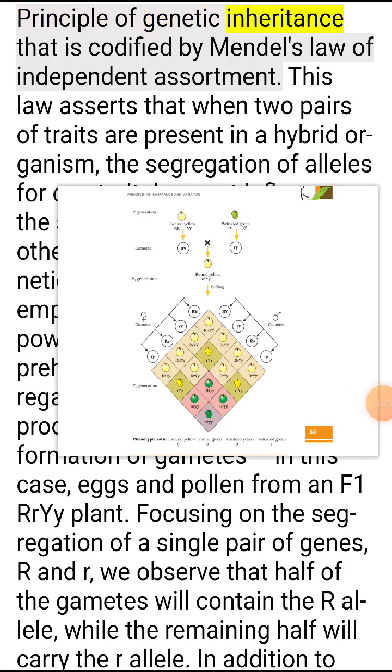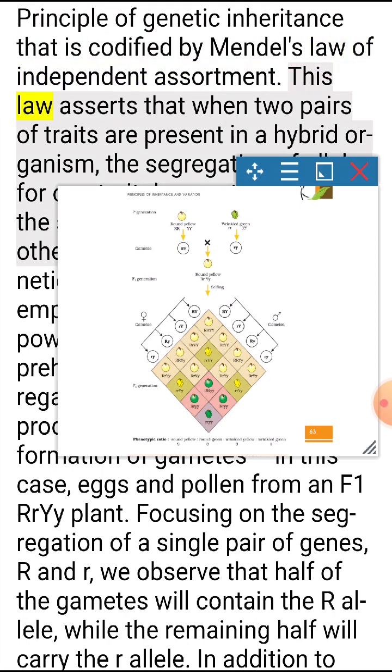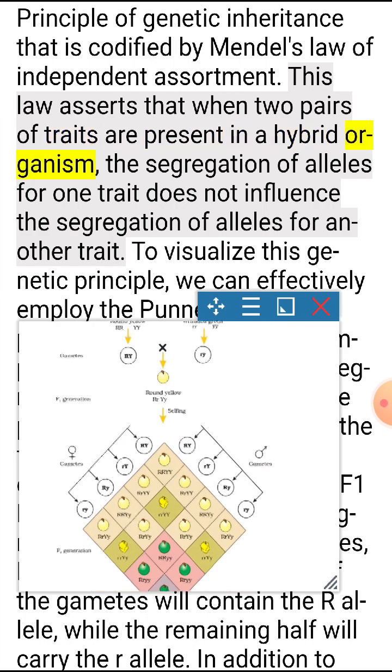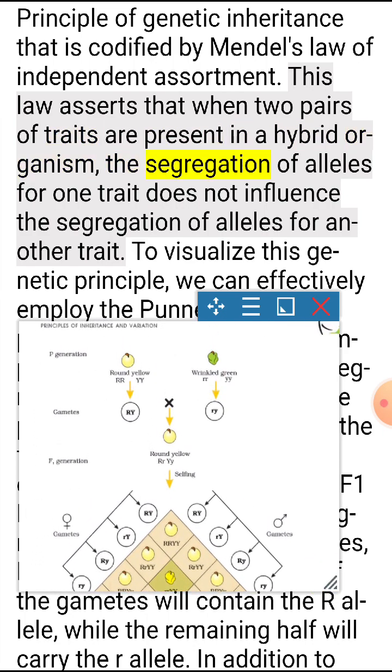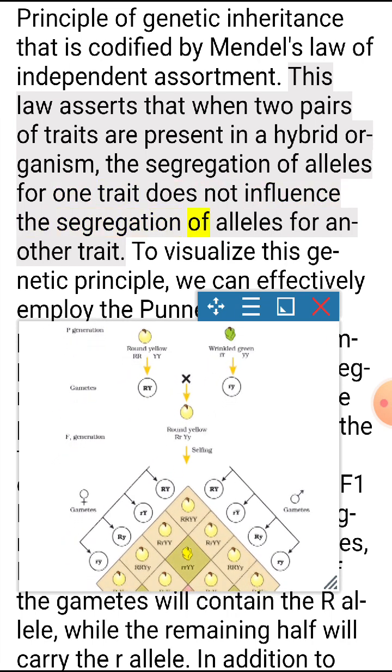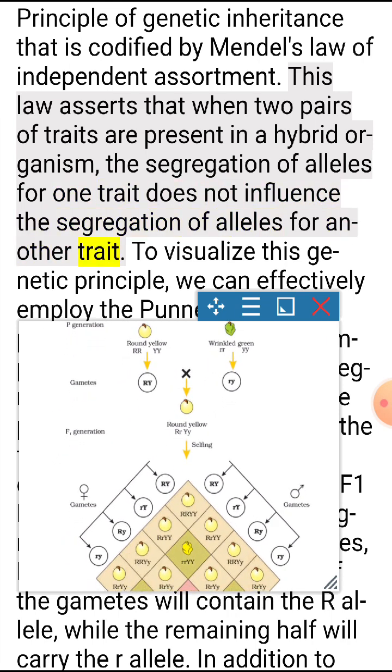Principle of genetic inheritance that is codified by Mendel's law of independent assortment. This law asserts that when two pairs of traits are present in a hybrid organism, the segregation of alleles for one trait does not influence the segregation of alleles for another trait.